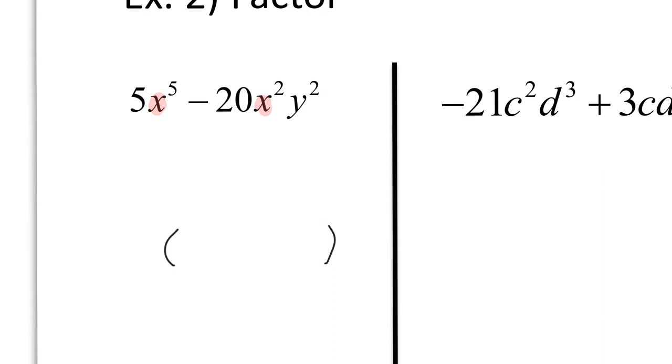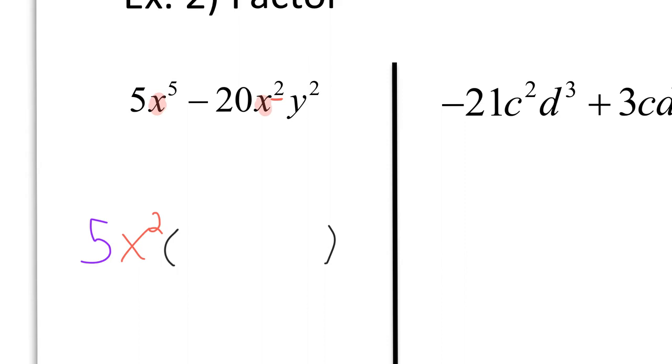So I'm going to put an x outside of the parentheses. The lowest exponent of the x's is the squared. So I'm going to put the squared outside of the parentheses. You always put the lowest exponent outside. Now look at the greatest common factor of the coefficients, 5 and 20. And the greatest common factor is 5. 5 goes into 5. Yep. 5 goes into 20. Yep.